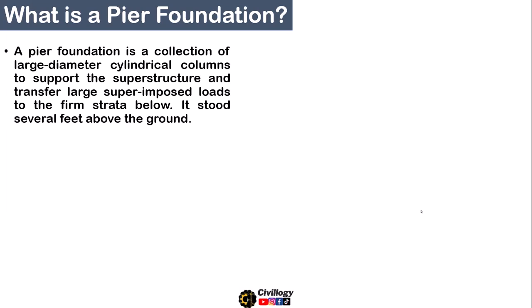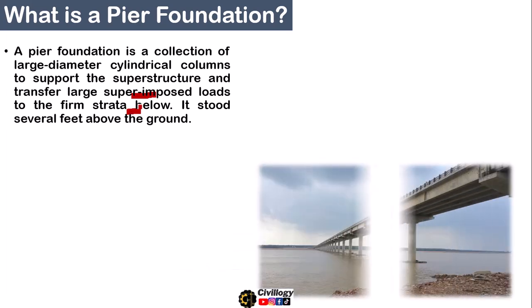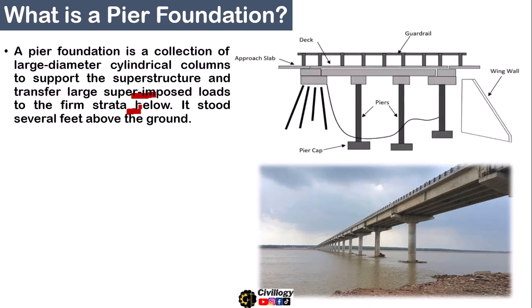What is a pier foundation? A pier foundation is a collection of large diameter cylindrical columns to support the superstructure and transfer large superimposed loads to the firm strata below. It stands several feet above the ground. This is an example of a pier foundation.